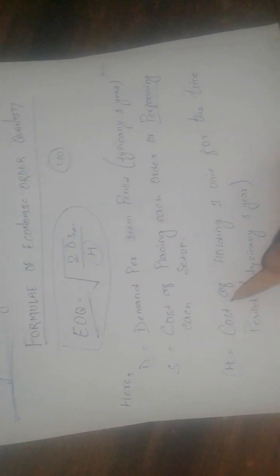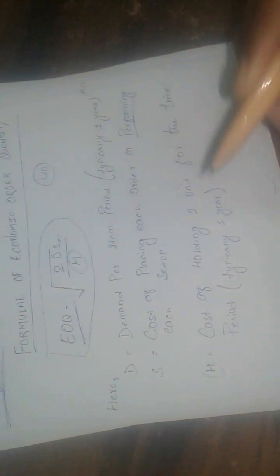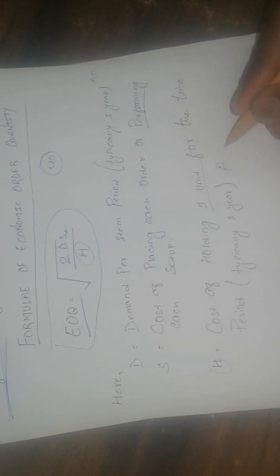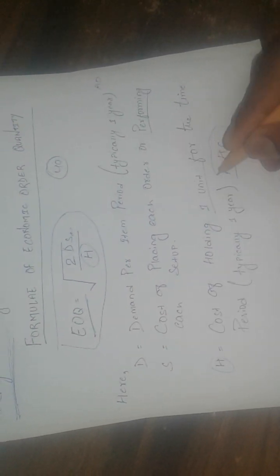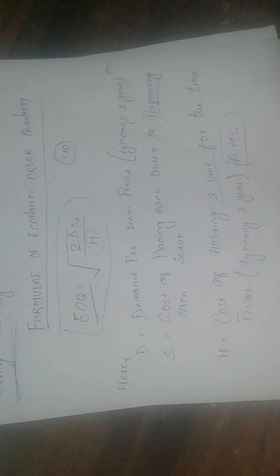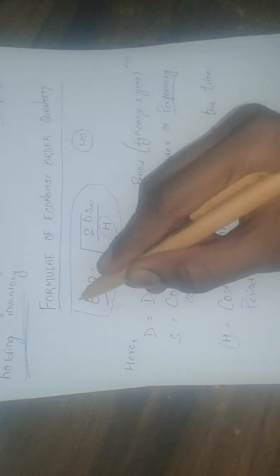What does this H mean here? H is the cost of holding one unit of that item or material for the time period, that is, the annual holding cost. This basically means, what is the annual holding cost of that particular item? And in order to understand what the EOQ is, this will be the EOQ formula.